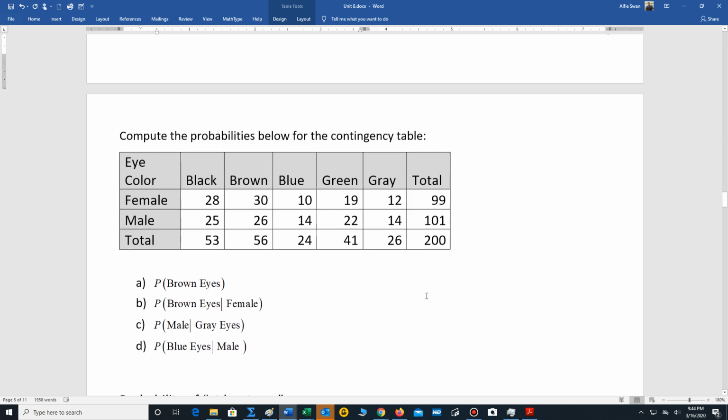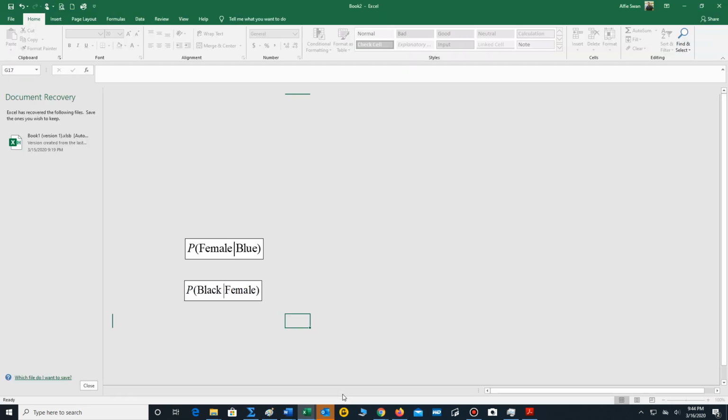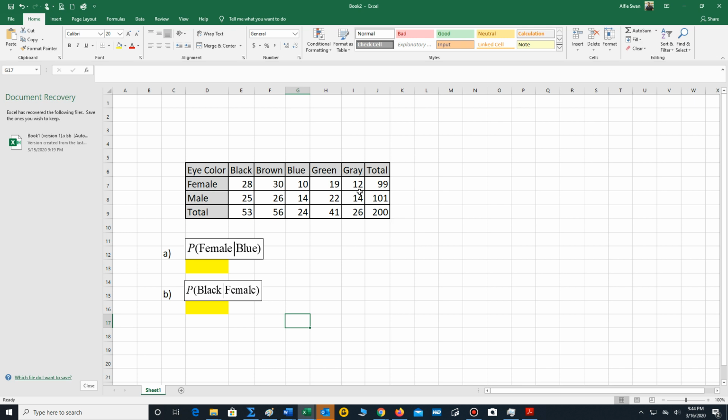We can also use conditional probabilities for the contingency table. We have some problems for you to try, but I want to work out 2 examples just to demonstrate how we would calculate these probabilities. So I'm going to switch over to Excel. We have the same data set, but I have a couple of different examples here just to demonstrate how we work with conditional probabilities and a contingency table.